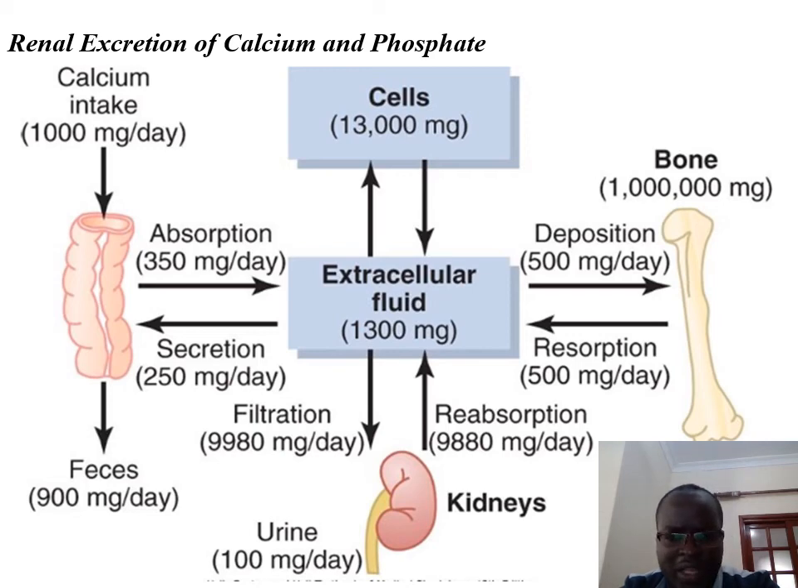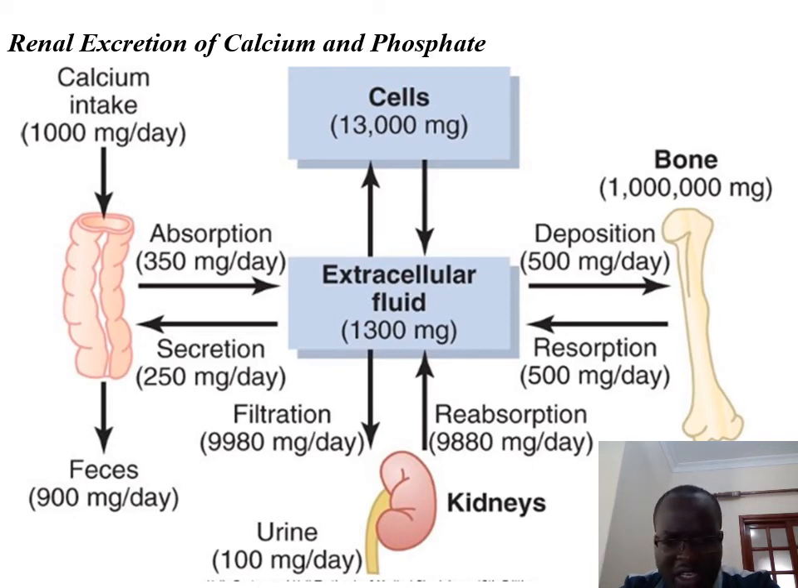But you can see that from the extracellular fluid there is exchange. So some of this calcium that is found in the extracellular fluid is being filtered in the kidney nephron. So you are filtering about 9,980 milligrams of calcium. So this is what is being filtered.